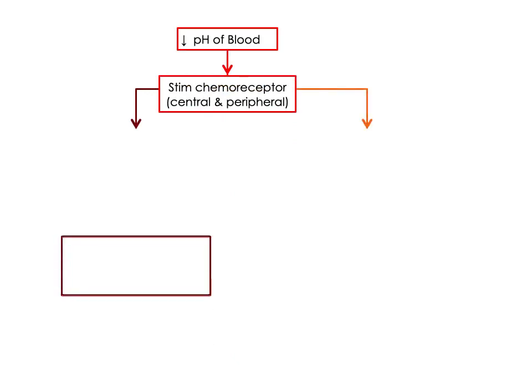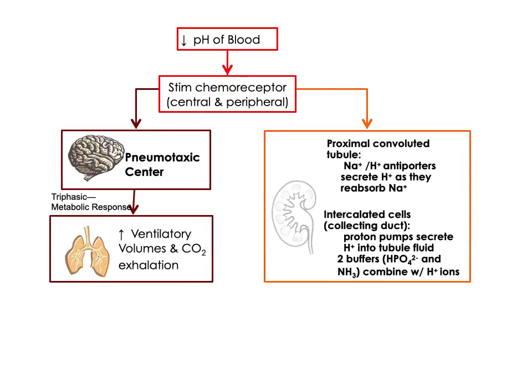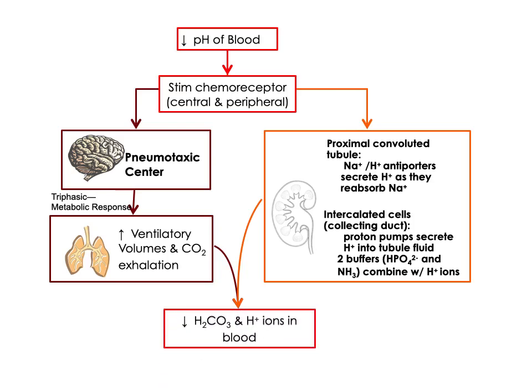The way in which we can look at this whole schematic is to ask what are the two compensatory mechanisms that will play out as it relates to the maintenance of pH. When we start having a reduction of pH, chemoreceptors both centrally and peripherally would trigger two things. They'll trigger from the pneumotaxic centers the triphasic response within the ventilation, which is going to increase ventilatory volumes, minute ventilation, in order to increase the rate at which CO2 and hydrogen ions are being released.